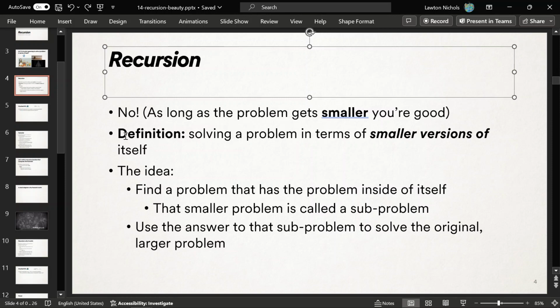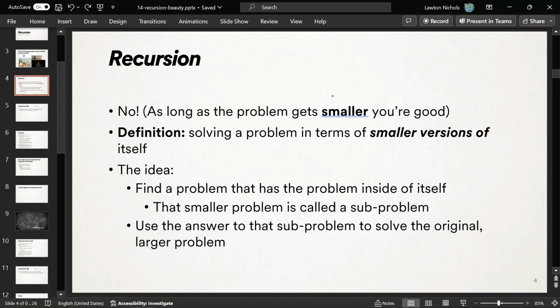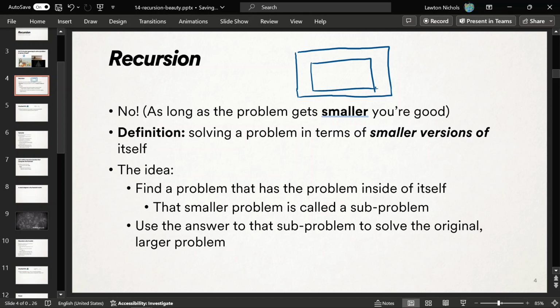This is what recursion is. It's when you solve a problem in terms of smaller versions of that problem. Here's your original problem. What you do is you go and find the smaller box within the box. You find a smaller version of that problem. You solve it. And then somehow you can use that answer to build up your own answer. That's the secret. And then this one will be defined in terms of itself. It'll loop all the way down there. It's kind of another way of looping, which is kind of cool.